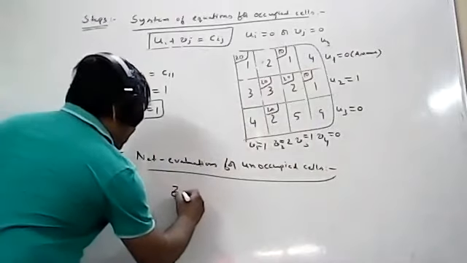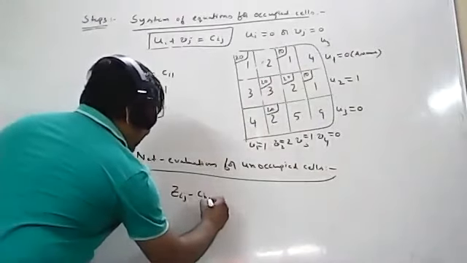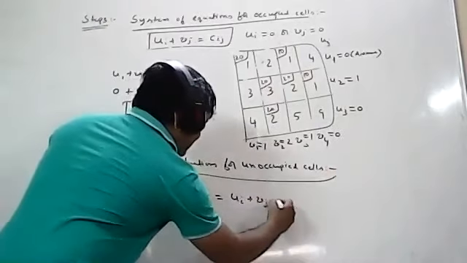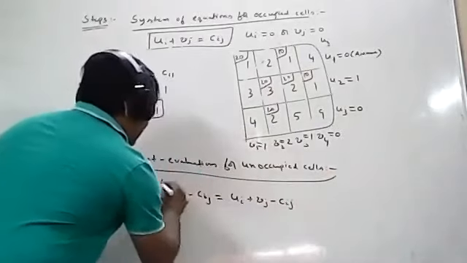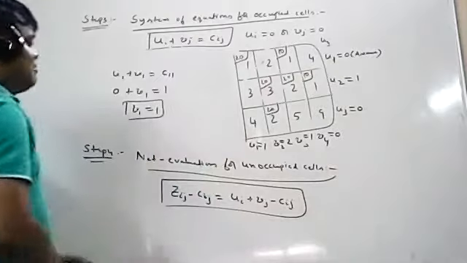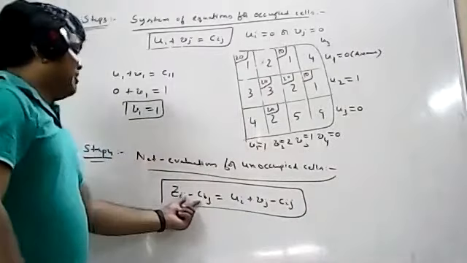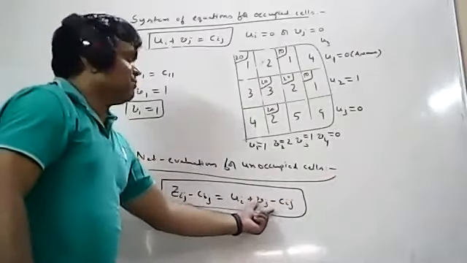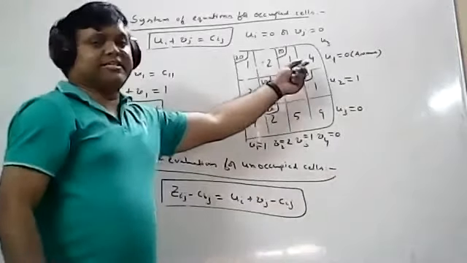Net evaluation is denoted by Zij minus Cij. So Zij minus Cij equals Ui plus Vj minus Cij. This is the formula. By using this formula you have to calculate all the net evaluations, denoted by Zij minus Cij. This formula is applied only for unoccupied cells.